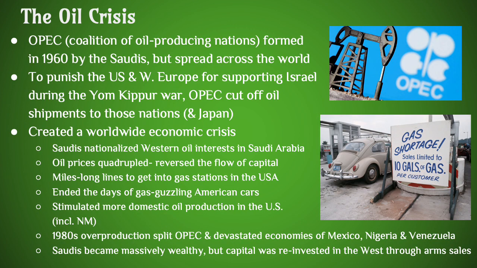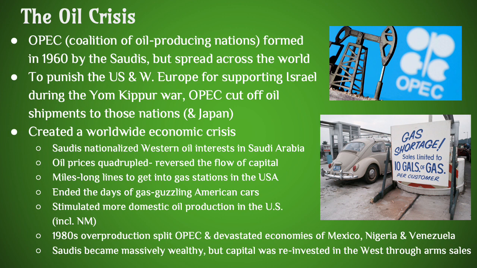We live in a very interconnected world at this point, and the Yom Kippur War led to an economic crisis in the United States. There's this organization called OPEC, which is a coalition of nations that produce a lot of oil. It was formed in 1960 by the Saudis, but there are countries all over the world that were a part of OPEC and still are. OPEC still exists. But to punish the United States and Western Europe because they supported Israel during the most recent war, OPEC cut off oil shipments to all of those countries and also Japan for some reason. This creates a massive economic crisis all over the world.